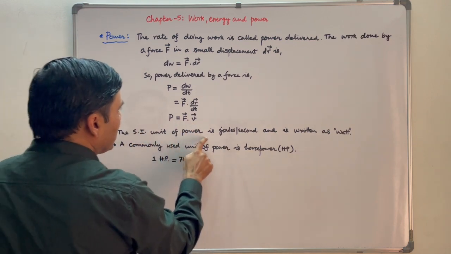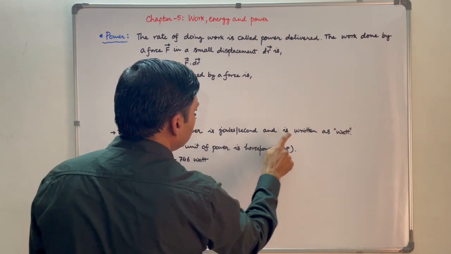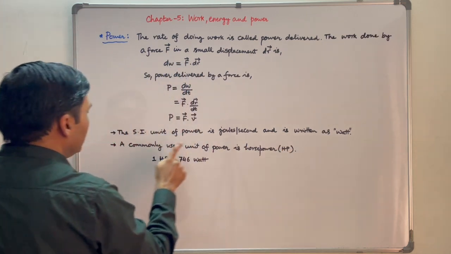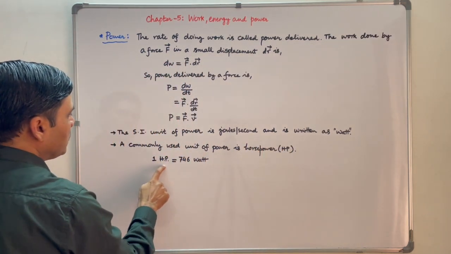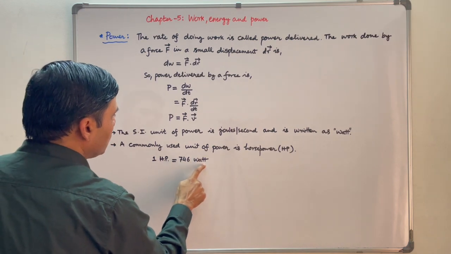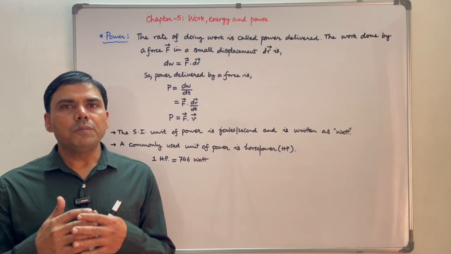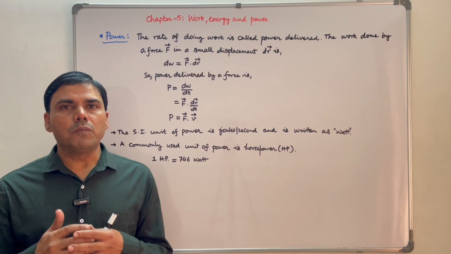The SI unit of power is joules per second and it is written as watt. A commonly used unit of power is horsepower. 1 horsepower is equal to 746 watt. In the next video, we will solve a few numericals based on what we have studied so far in this chapter.